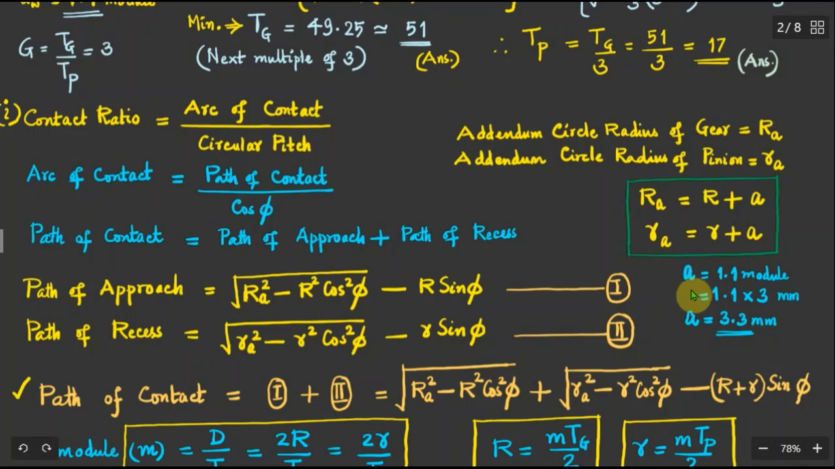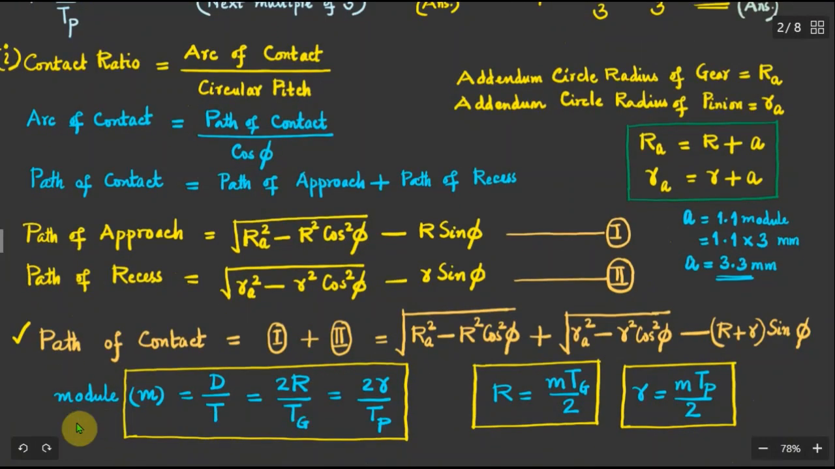And we know that A is equal to 1.1 module, that is 1.1 into 3 mm. So A is equal to 3.3 mm. So we have the expressions for path of approach and path of recess, and if you add the two, you will get path of contact.